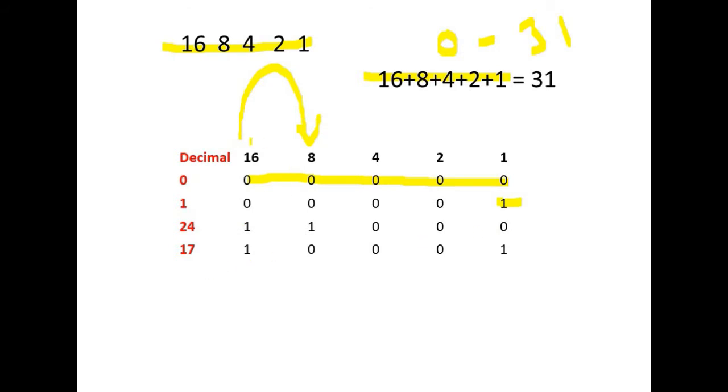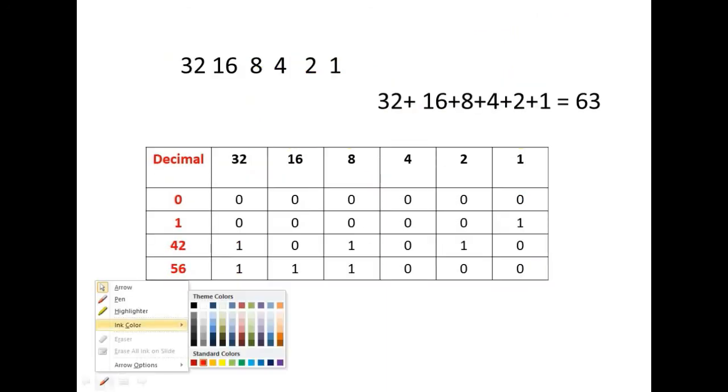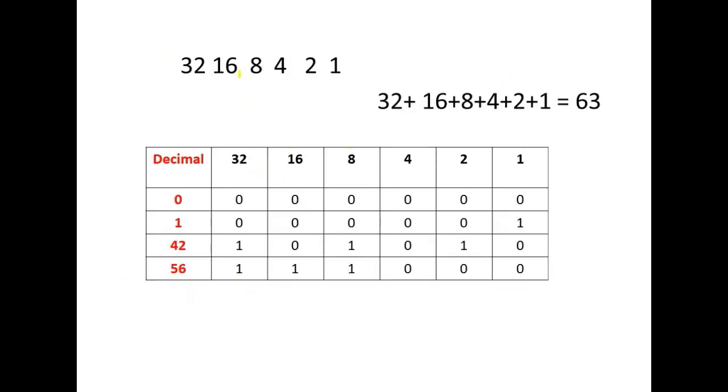And for 17, 16 and 1, so this position and this position are 1, rest are 0. So 16 plus 1 is going to give the value of 17. Here we have taken 6 digits, 1, 2, 3, 4, 5, 6, and the sum of all weights given is 63. It means with the help of 6 digits we can write decimal equivalent numbers from 0 to 63.